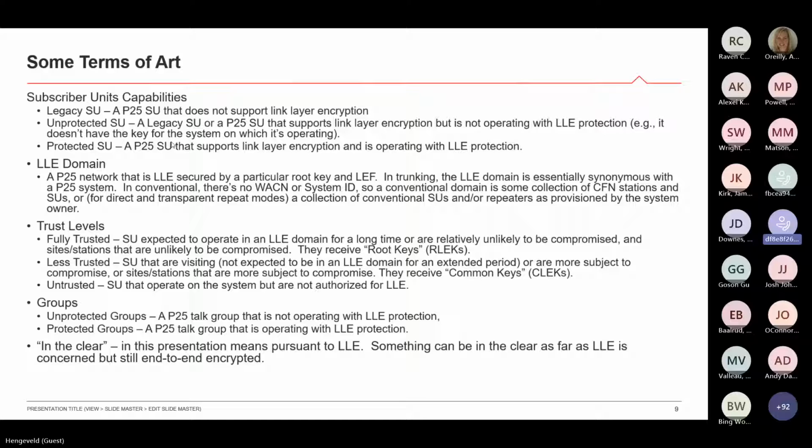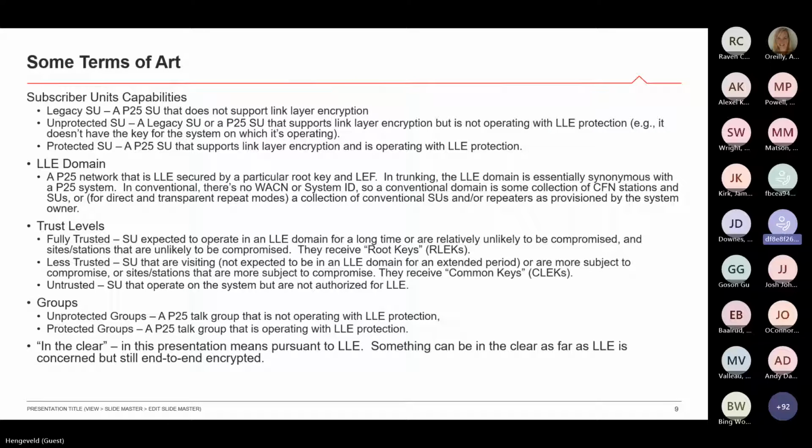A couple of terms of art here. You'll hear me talk about all of these. We've talked about subscriber unit capabilities: legacy, unprotected, and protected. There's a thing called an LLE domain. An LLE domain roughly corresponds to a trunking system, or an interconnected conventional system, or any collection of conventional resources that you want. You can build an LLE domain out of a trunking system and direct mode channels. That's a perfectly valid system, and you'll see why that's important when we talk about key management.